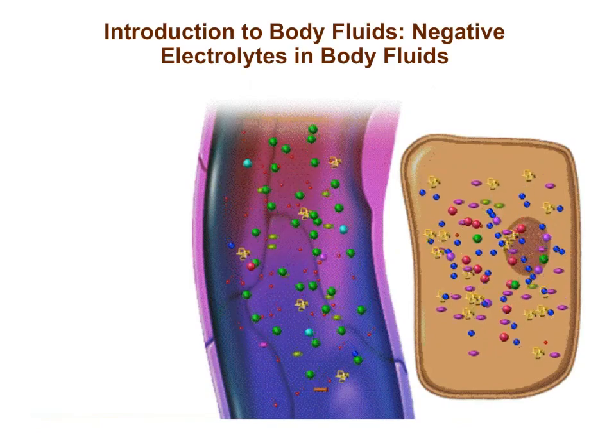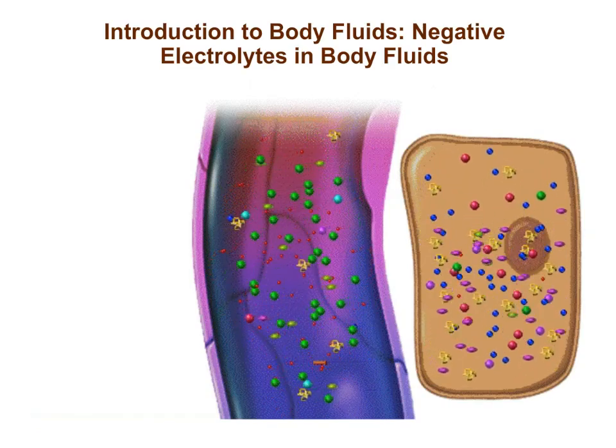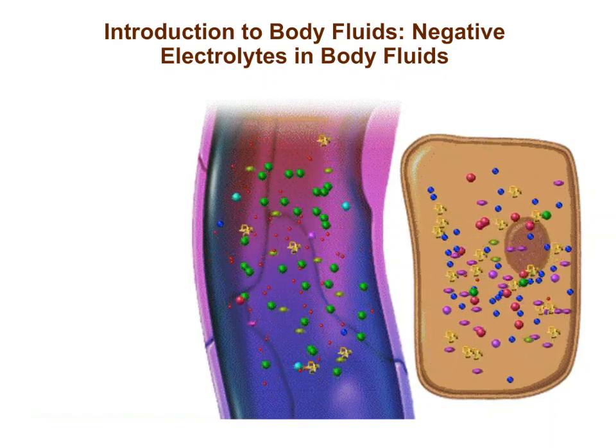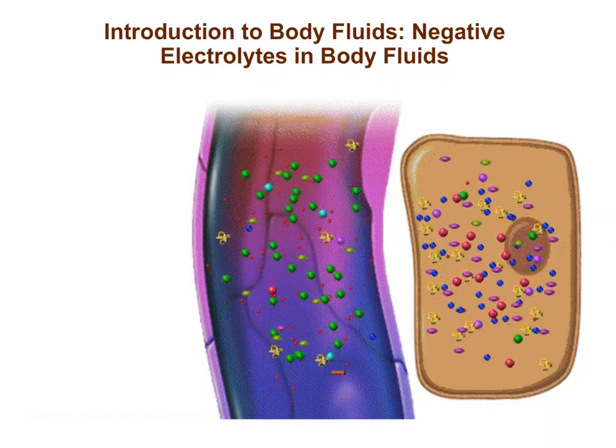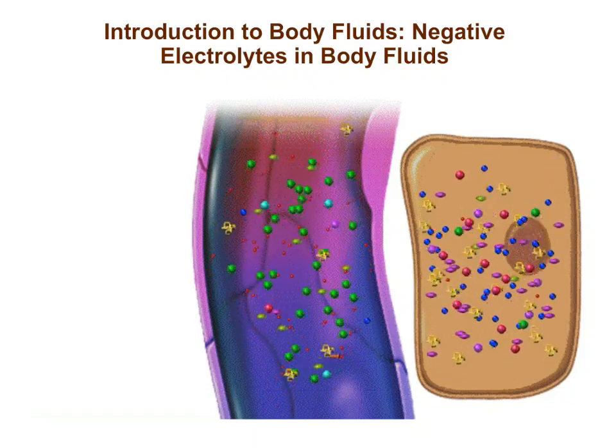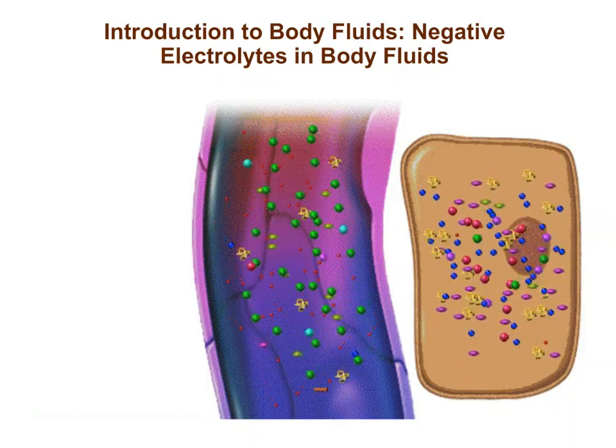To summarize, the major positive ion of the extracellular fluid is sodium, and its major negative ion is chloride. The major positive ion of the intracellular fluid is potassium, and its major negative ions are protein and phosphates.